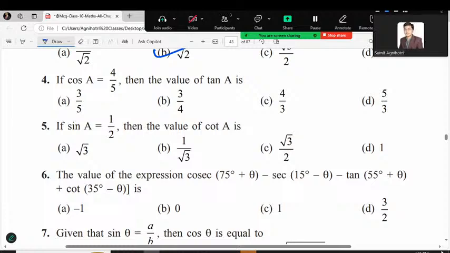Okay, I think you must have got your answer for the 4th as well. It's B over H. Do you remember that? And these are triplets. 3, 4, 5 are triplets. You can remember some trigonometric triplets. This is the first triplet, 3, 4, 5.